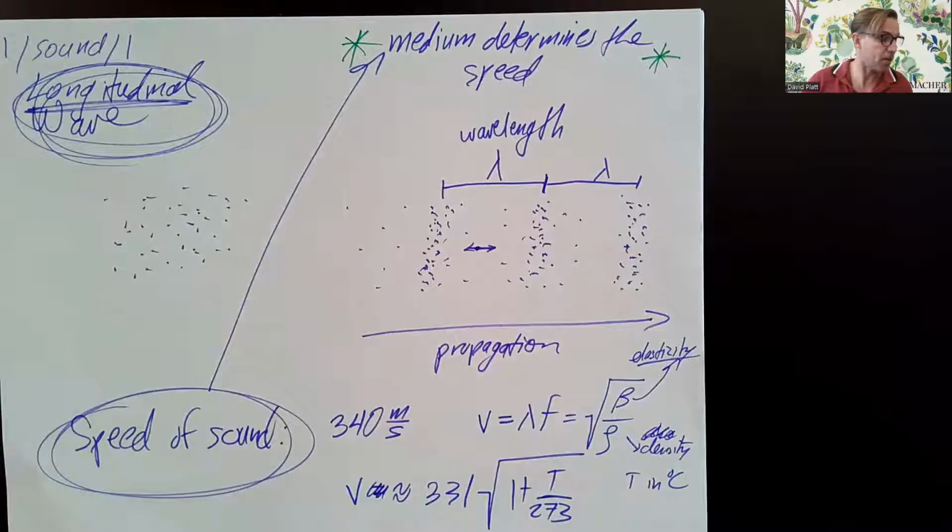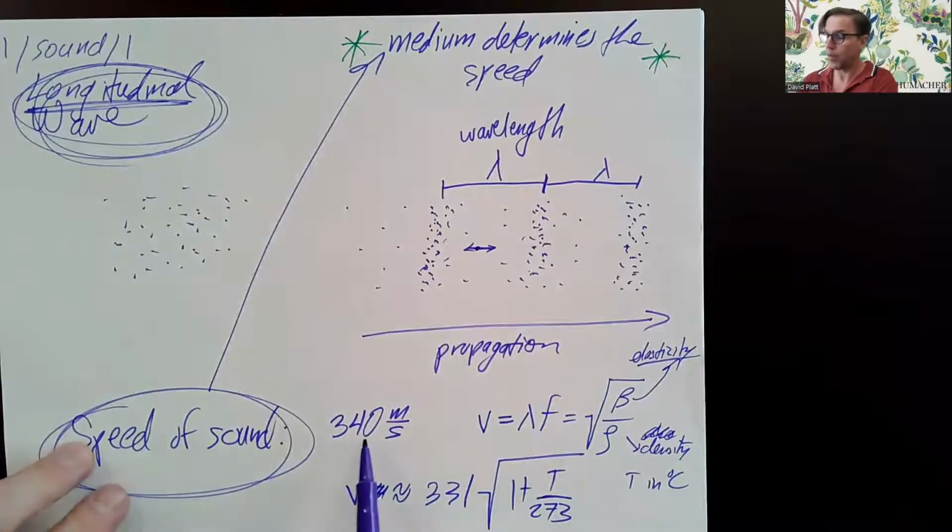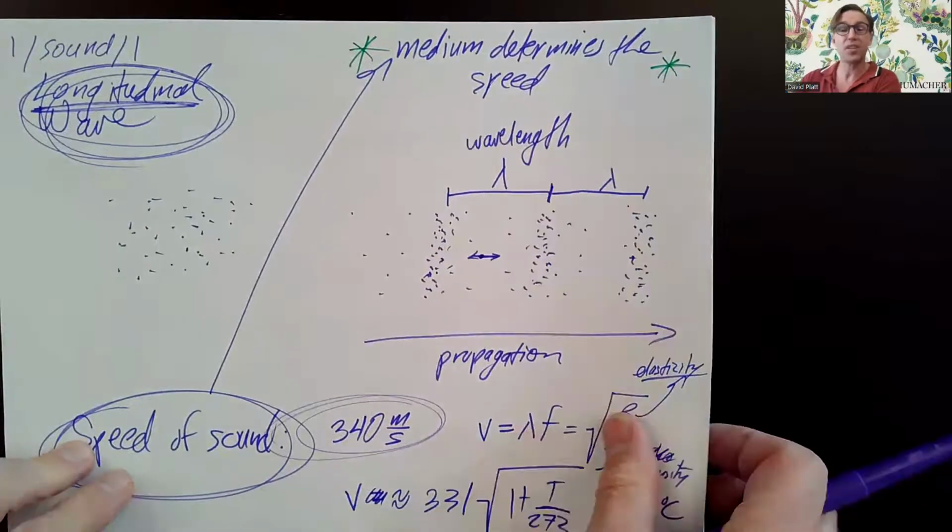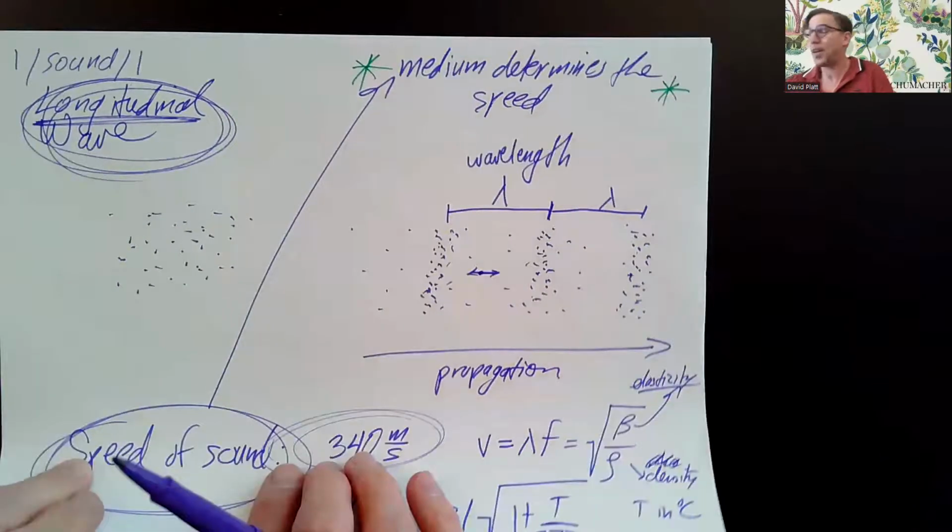So sound, in general, travels at about 340. If they don't tell you anything else about the medium and they tell you, hey, sound is traveling in air, you could just use 340. Some books say 343, but rounded to 2 sig figs, that is 340.